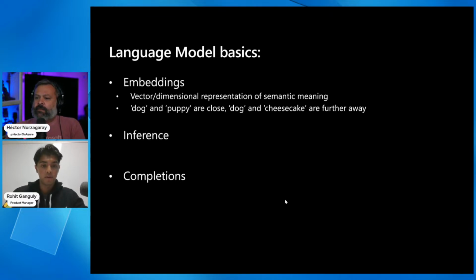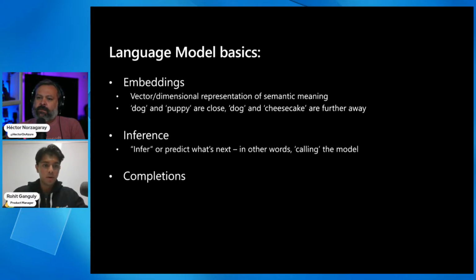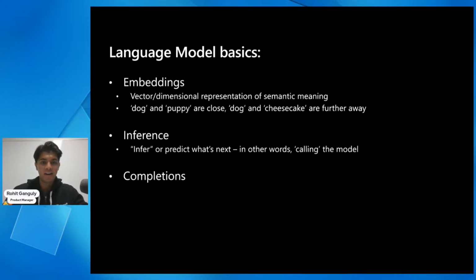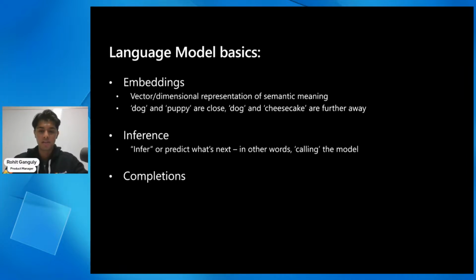The next term is inference. So what is inference? The word inference comes from the word infer, or kind of predict what's next. In other words, this would be calling the model, because the model has been trained to predict language or output language. Lastly, we have completions. What are completions? That is exactly what a model generates and returns.